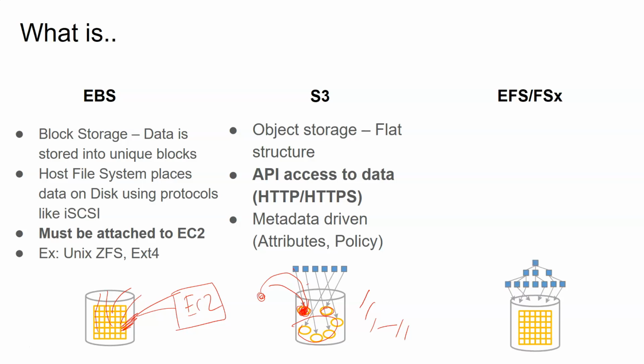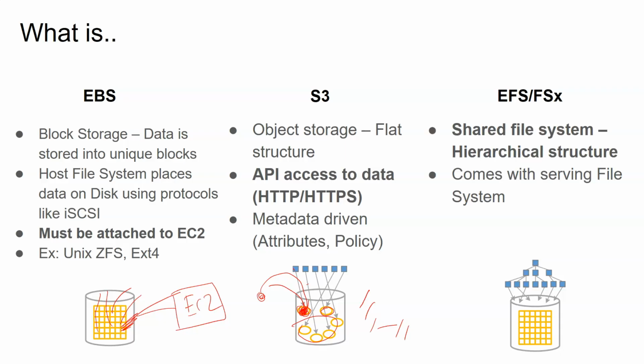Now the third option is EFS. As I said, it's a hierarchical file system, like a root directory, and then there are multiple subdirectories. But the best part is this is a shared file system. That means one EFS can be mounted on multiple machines at the same time, and all the machines would see the same data, right? So it's a shared file system. It comes with its own serving file system, using protocols like NFS you might have heard, or SMB. It comes with that. And it should be mounted, as I said, on multiple EC2 machines or on-premise machines at the same time, so that all can access the same data.